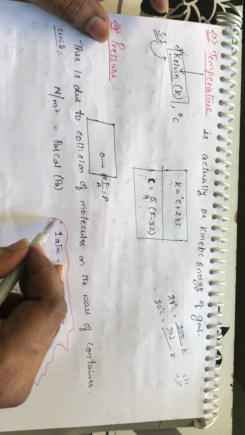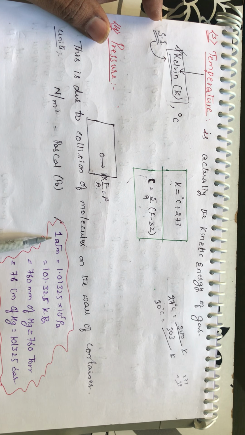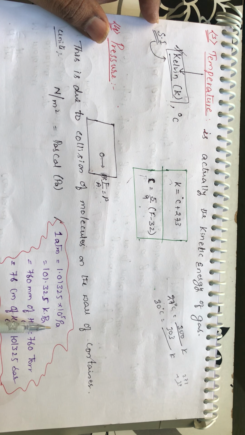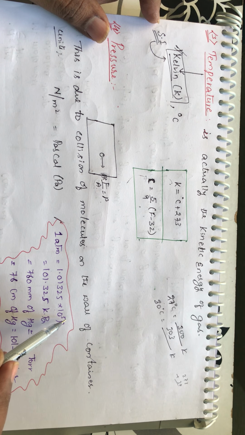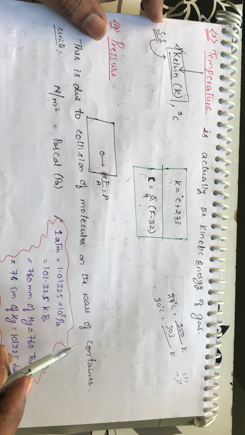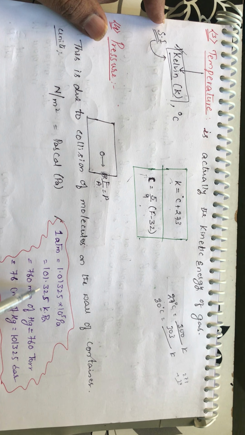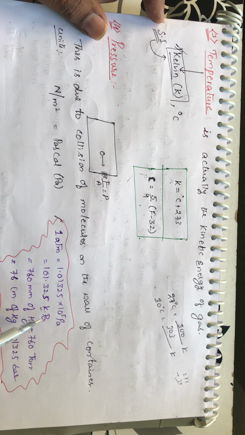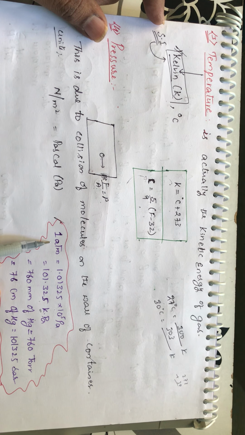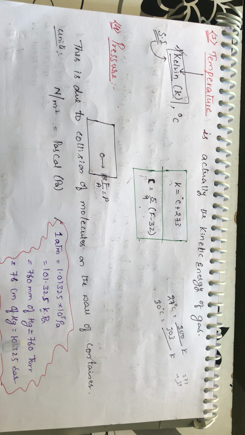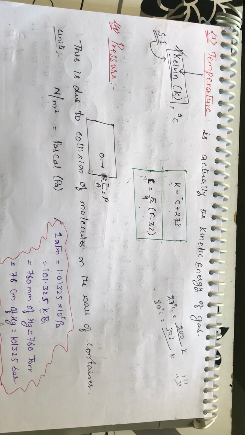If you go for the units of pressure, 1 atmosphere is equal to 1.01325 times 10 power 5 pascals. If you write this 10 power 5 as 10 power 3 into 10 square, 10 power 3 is kilo, so it becomes 101.325 kilopascals. This is equal to 1 atmosphere, and 1 atmosphere is equal to 760 mm of Hg or 760 torr. It indicates that 1 mm is equal to 1 torr, and it can also be written as 76 centimeters of Hg.